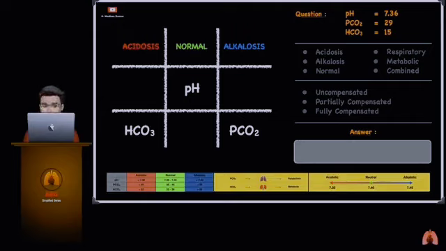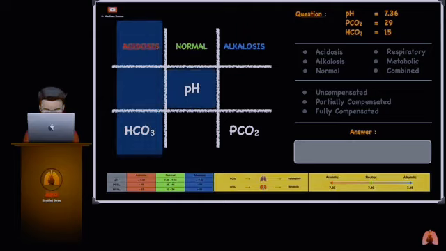Now we have to determine whether the pH is in acidosis or alkalosis. When you see the value of pH, which is 7.36, it is sliding towards acidosis. So since the pH is in acidosis and HCO3 is involved and it is already determined as fully compensated, the final interpretation will be fully compensated metabolic acidosis.